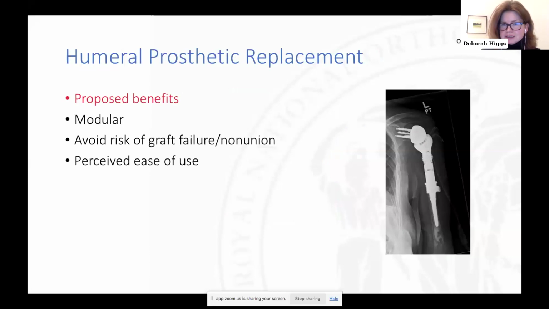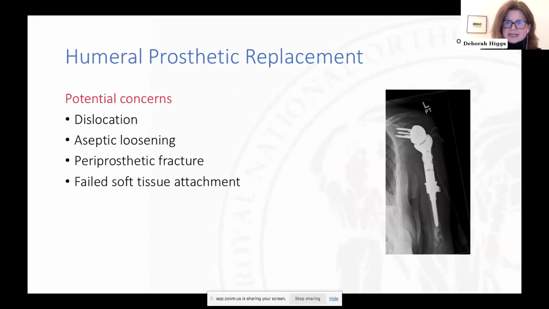Regarding a megaprosthesis, there are some proposed benefits. It's modular, giving you multiple options intraoperatively. It avoids some of the allograft concerns of failure, non-union and resorption. And there's a perception that it is perhaps technically easier to use. Again, however, there are some potential concerns related to instability, aseptic loosening of the stem and periprosthetic fracture, and questions about soft tissue attachment and whether the soft tissues can truly heal to metal.